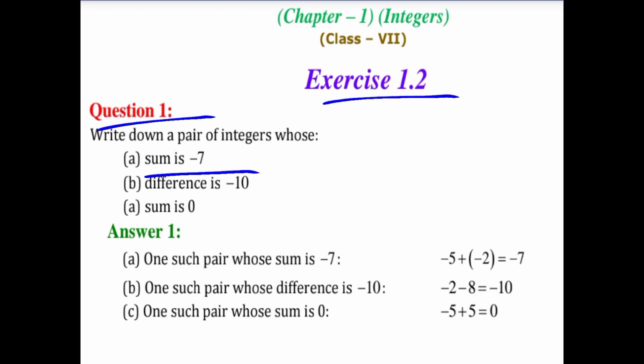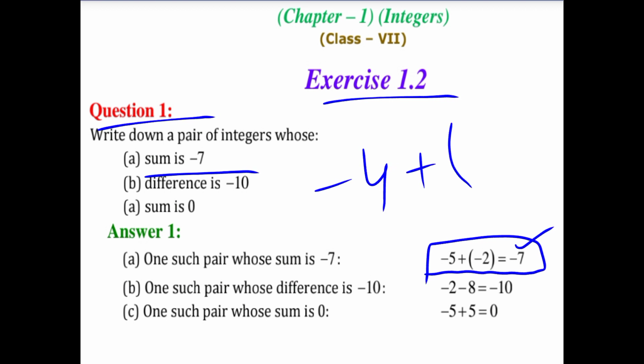There are many possibilities where you can find two integers whose sum is -7. Here is one given for you: -5 plus -2, so the result will be -7. Another example: -4 plus -3. Its sum will also be -7.